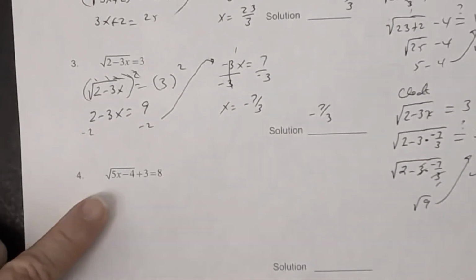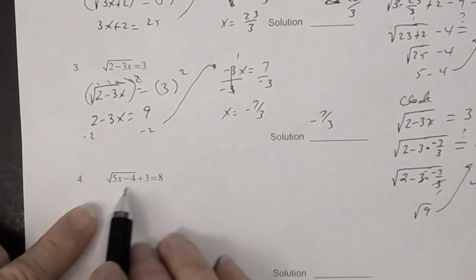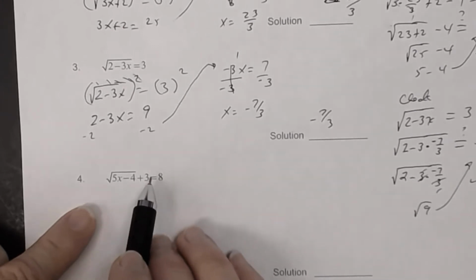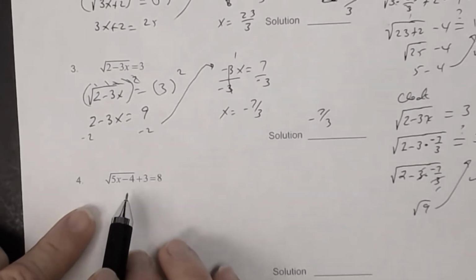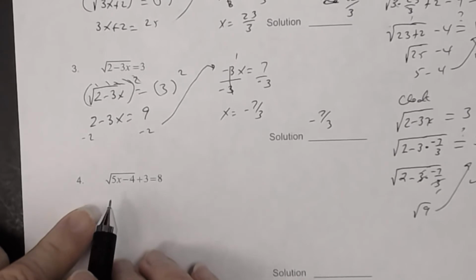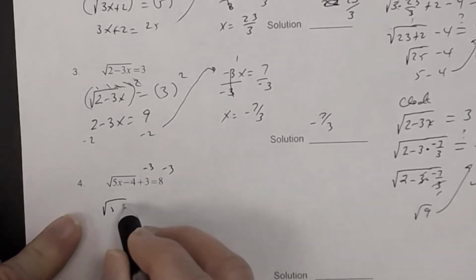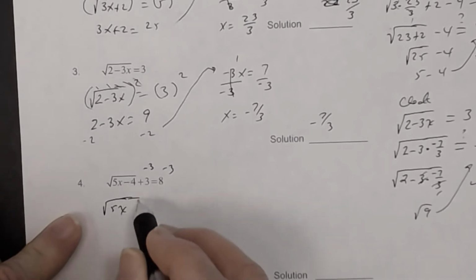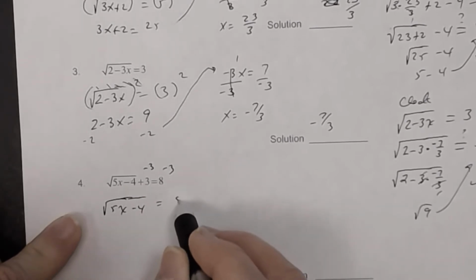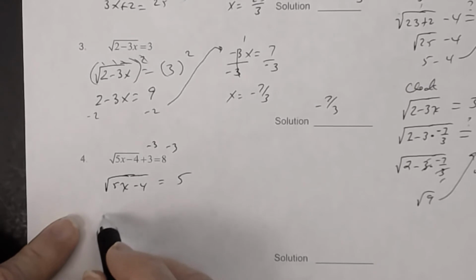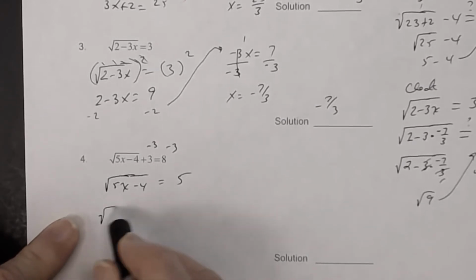Okay, the next one: is the square root by itself? No. So the first thing you have to do is subtract 3. You must subtract 3 first. You must get the square root by itself. So I get the square root of 5x minus 4 equal 5. Okay, now the next step is to square both sides. I'm going to rewrite this over.